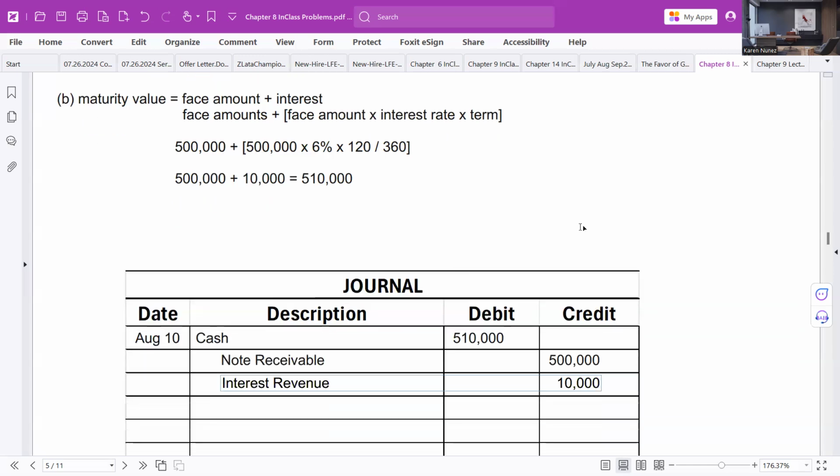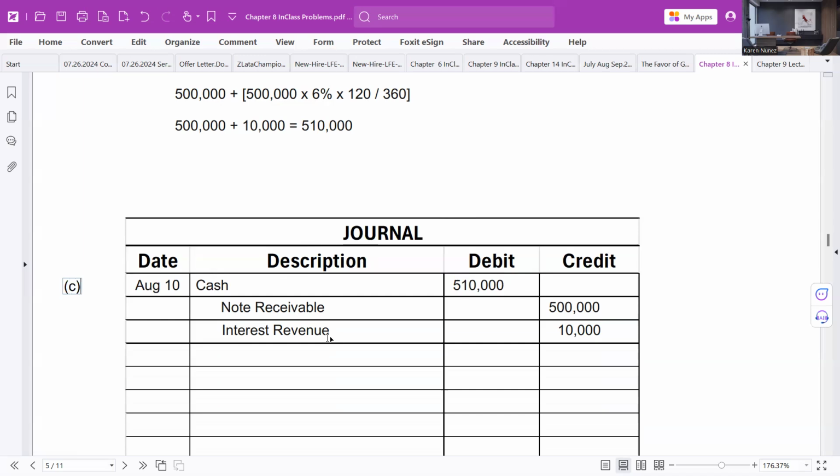Okay, that's it. So we determined the date, August 10th, in Part A. We determined the maturity value, $510,000, in Part B. And Part C here is the actual receipt of the cash proceeds for the note. And we're done here. Okay, so that's what we did on my notebook.